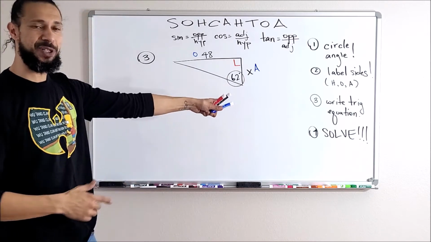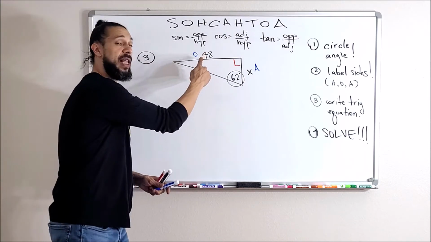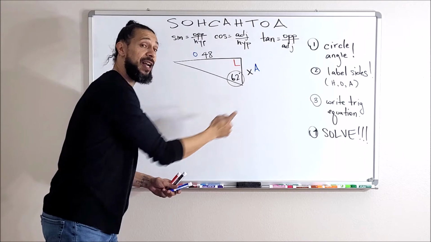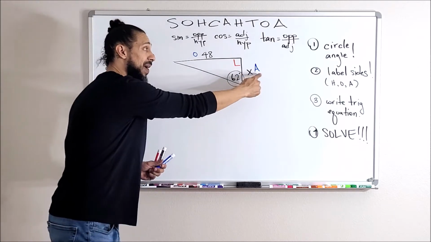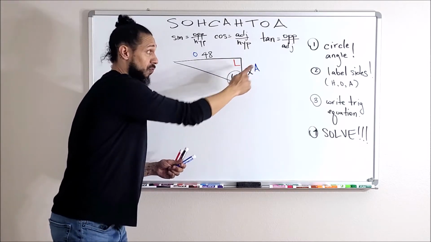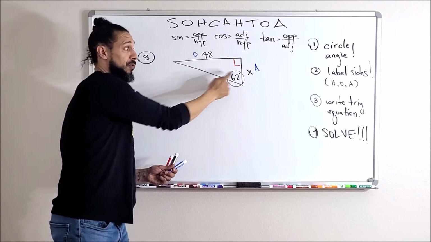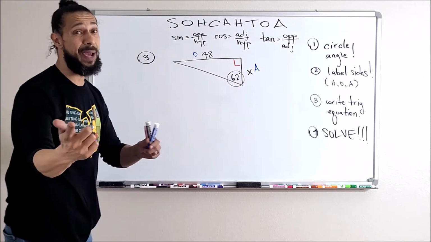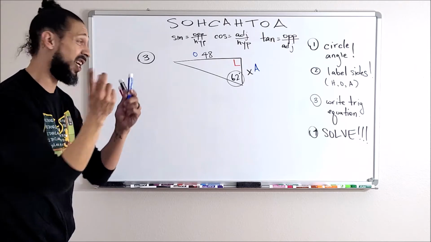Yeah, 62 is my reference point. That makes 48 opposite. It's on the opposite side of the triangle from 68. And that makes x the adjacent side. It's right next to you. This is the hypotenuse. So that's adjacent. This is opposite. That makes the function we're choosing a tangent.